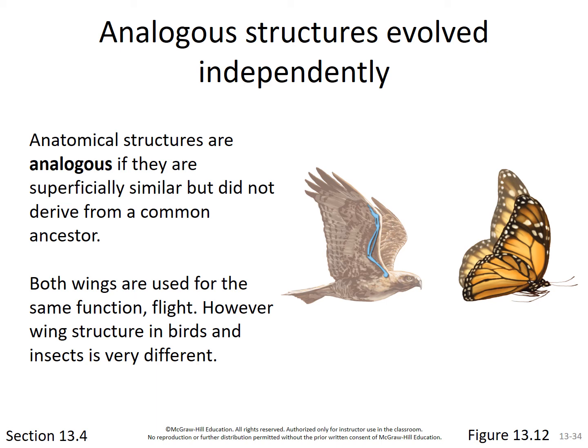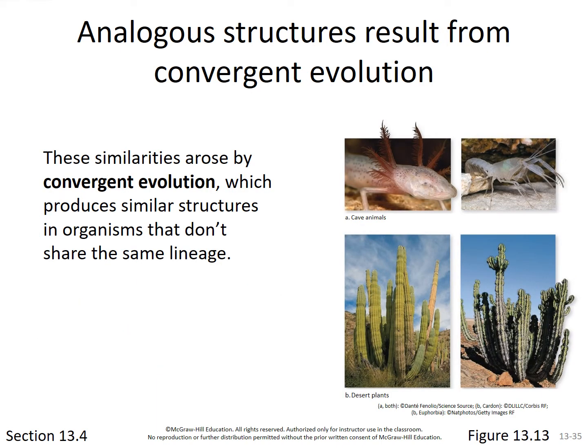Now, anatomical structures can be homologous or not. If they're homologous, they come from a common developmental origin. If they are analogous, they look similar, but they don't have the same origin. So if you look at this raptor and this butterfly, their wings are used for flight, but the wing structure in birds and in insects is very different, and has different developmental origins. So analogous structures result from something that's called convergent evolution, and this is a natural selection pressure that forces different organisms towards similar structures.